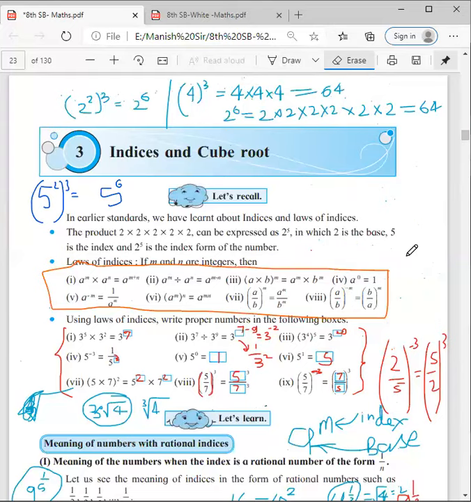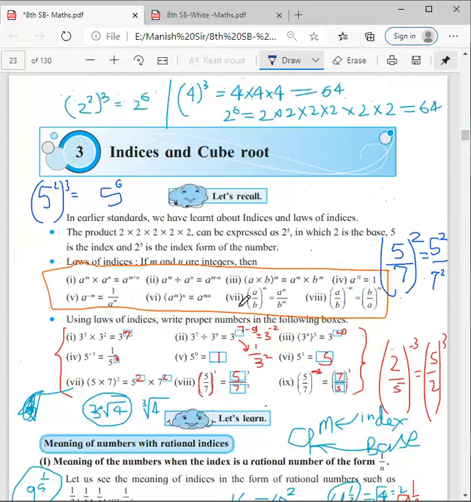If I write it this way, 5 upon 7, the whole raised to 2, so I can write 5 raised to 2 divided by 7 raised to 2. So you can write in this way. Understood? Or any doubt in this? No, sir. Good.